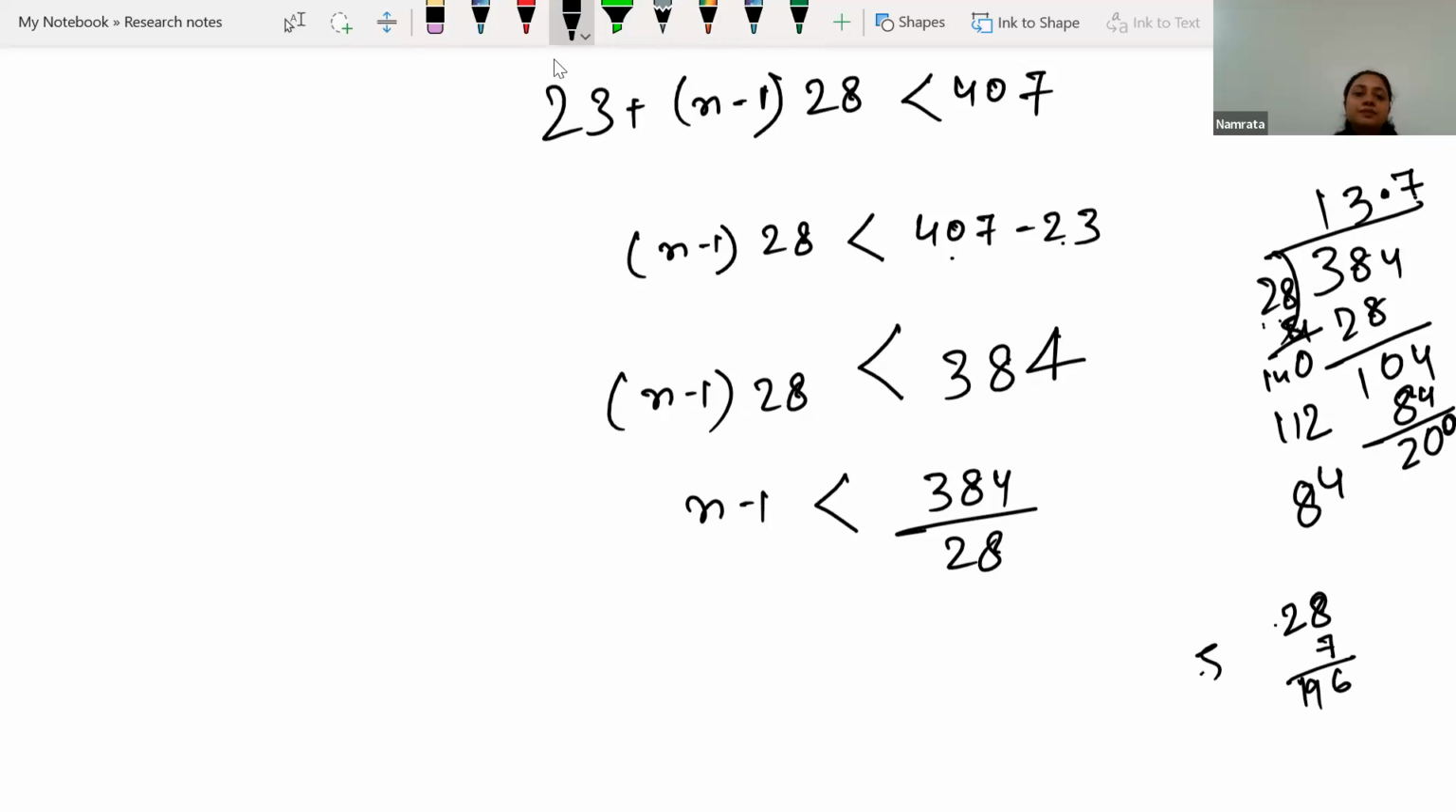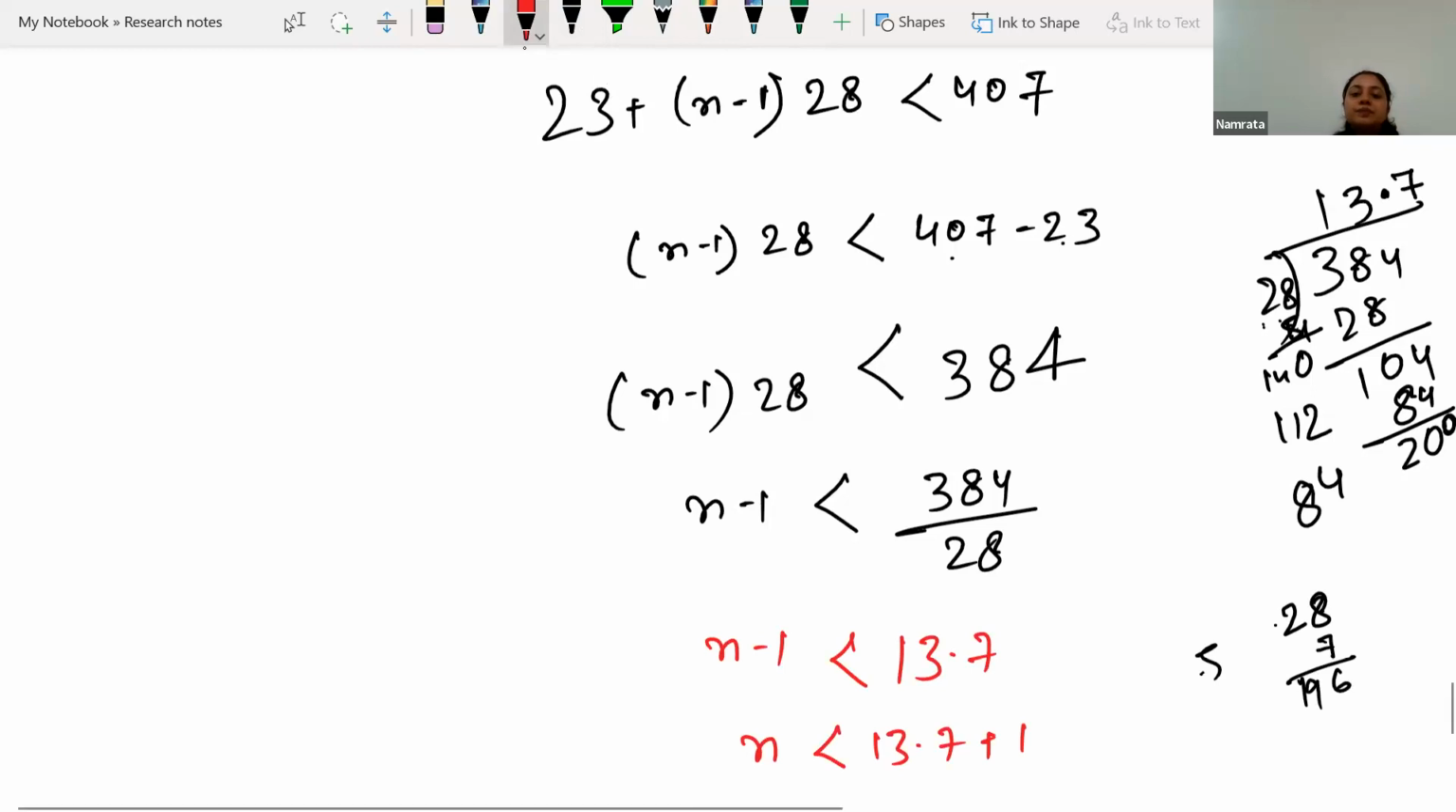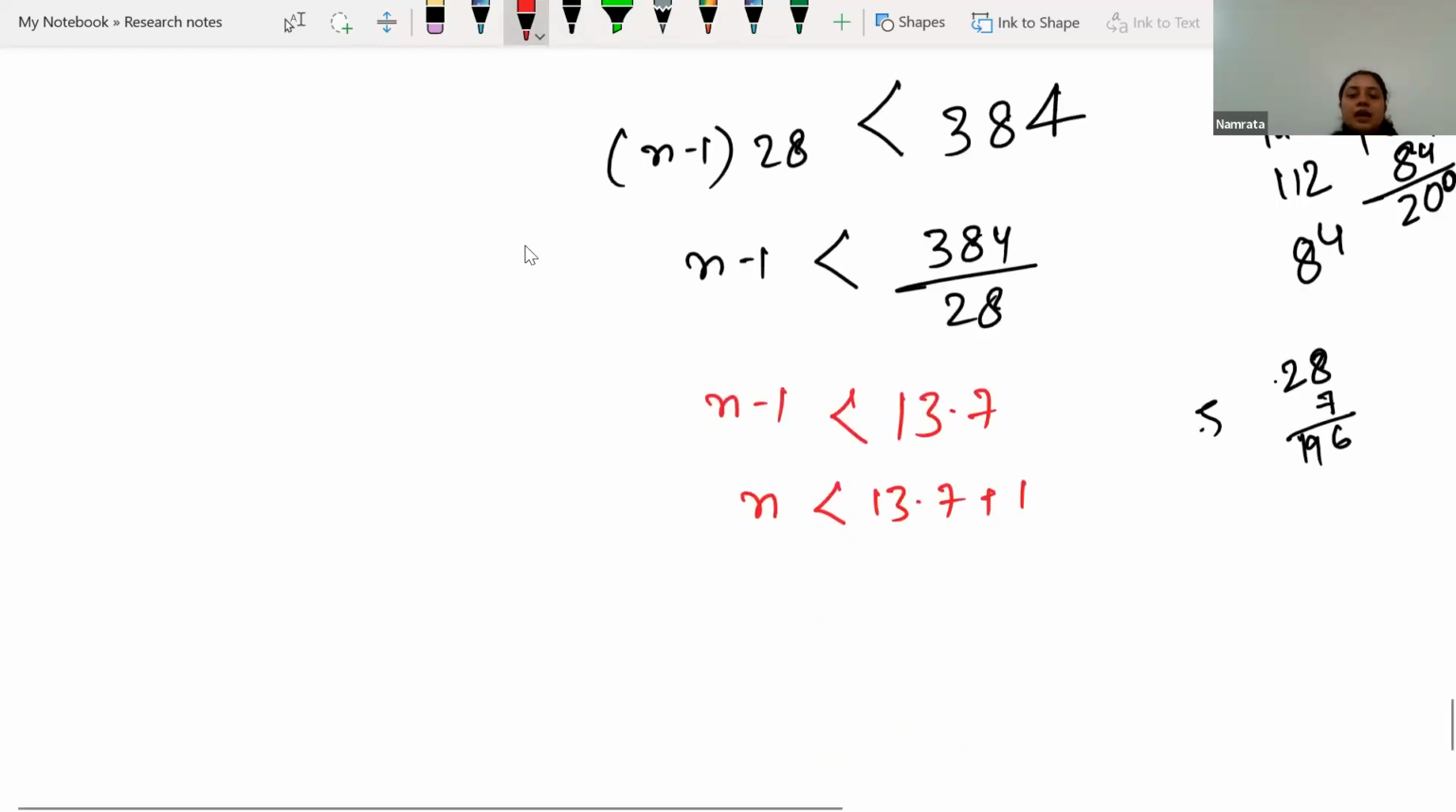Can you see? Yes, ma'am. N minus 1 is smaller than 13.7. So n is smaller than 13.7 plus 1. Right, Lena? Yes, ma'am. N is smaller than 14.7. Right, Lena?